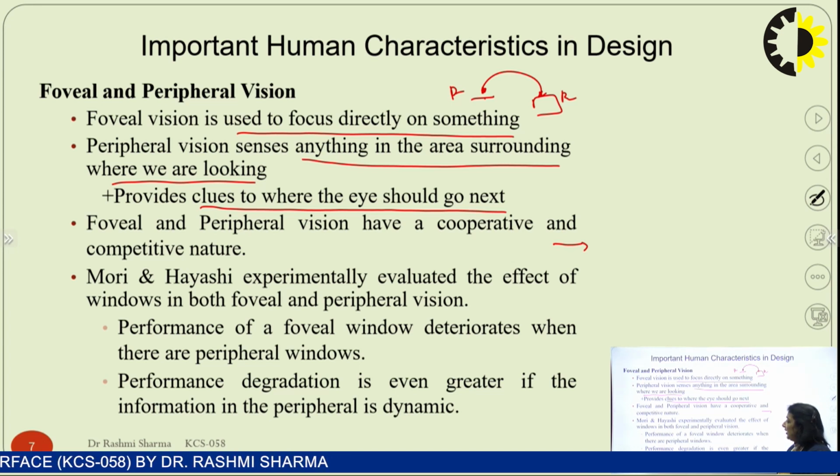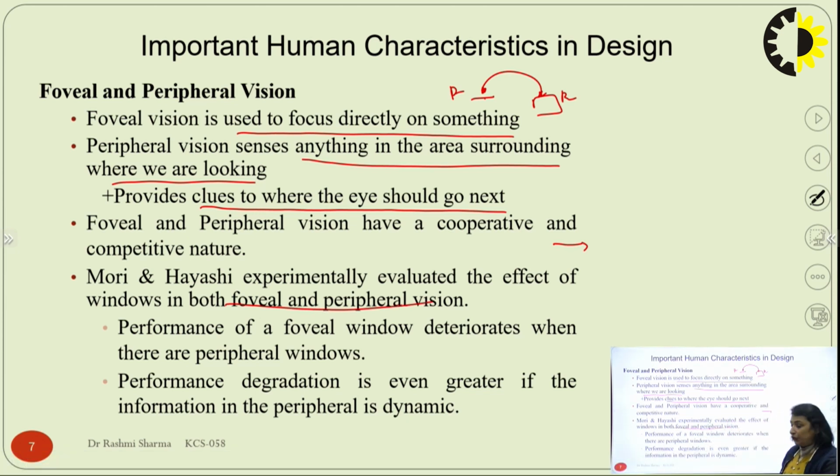Mori and Hayashi experimentally evaluated the effect of windows in both. The performance of the foveal window deteriorates when there are peripheral windows. So obviously you lose that particular focusing. When you are deteriorating, it means you have some distractions, and when these distractions are there, obviously performance degradation takes place. Performance degradation is even greater if the peripheral information is dynamic.